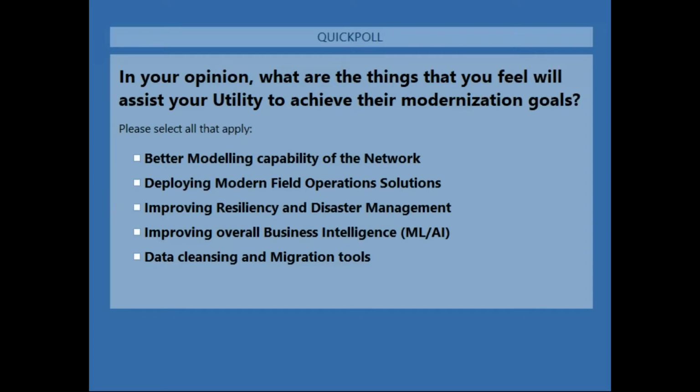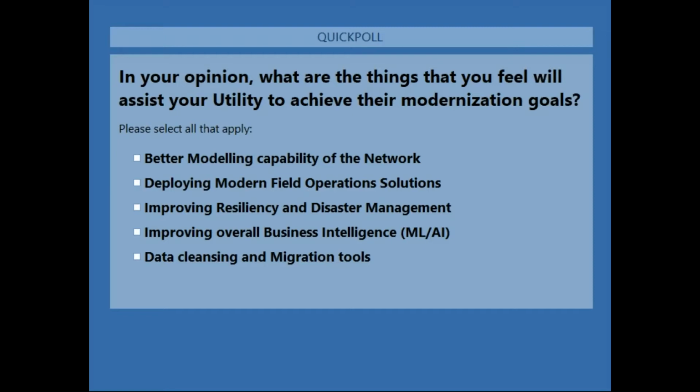So as I said, we do have about 800 people registered for this session today. So we're going to start with a bit of an audience poll. I really think it's important that we get some sort of gauge on the audience and understand how you are positioning yourselves with your grid modernization strategies. So the first question we're going to start with is, in your opinion, what are the things that you feel will assist your utility to achieve their modernization goals? So we've got 5 options to choose. What I'm actually chasing is you just to select your top 3.